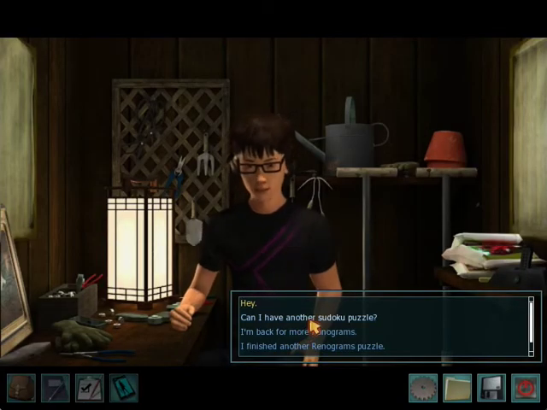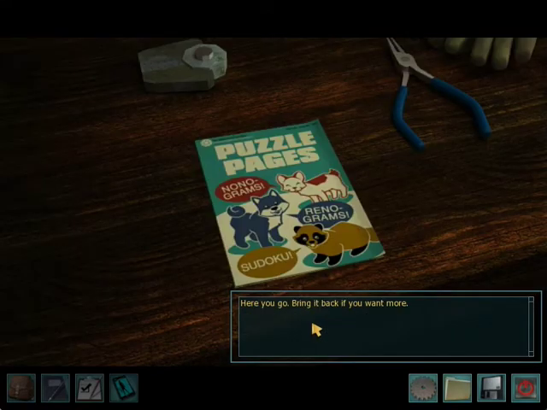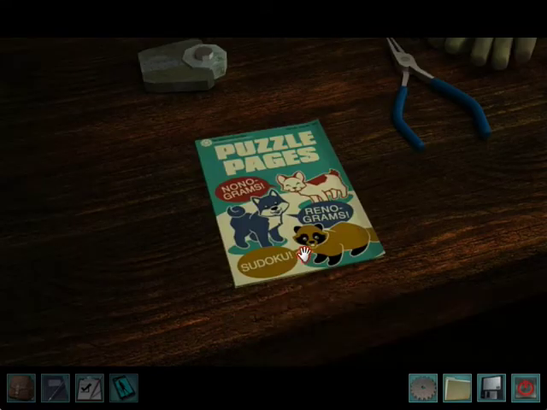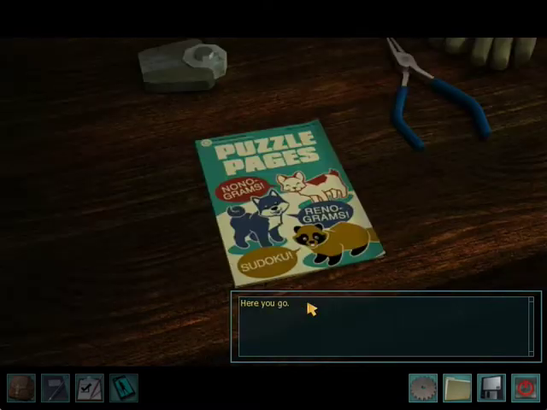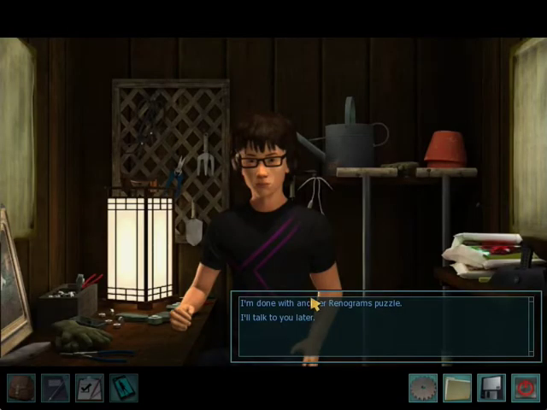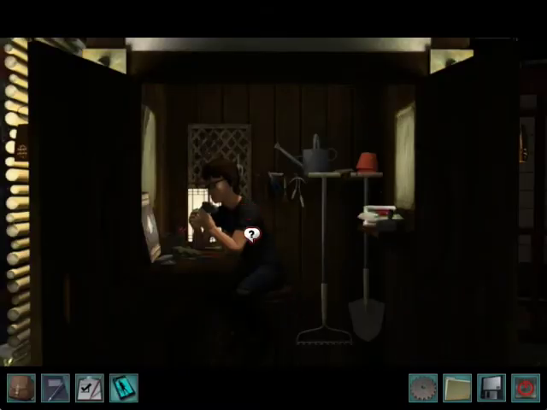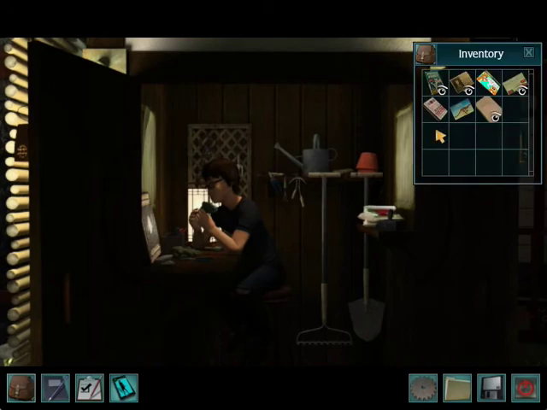Alright, we're back for more, Rentaro. Hey, can I have another Sudoku puzzle? Here you go. Bring it back if you want more. I'm back for more nonograms. Here you go. I'm done with another Renograms puzzle. Here you go. I'll talk to you later. Bye. Okay. Let's go ahead and do those.